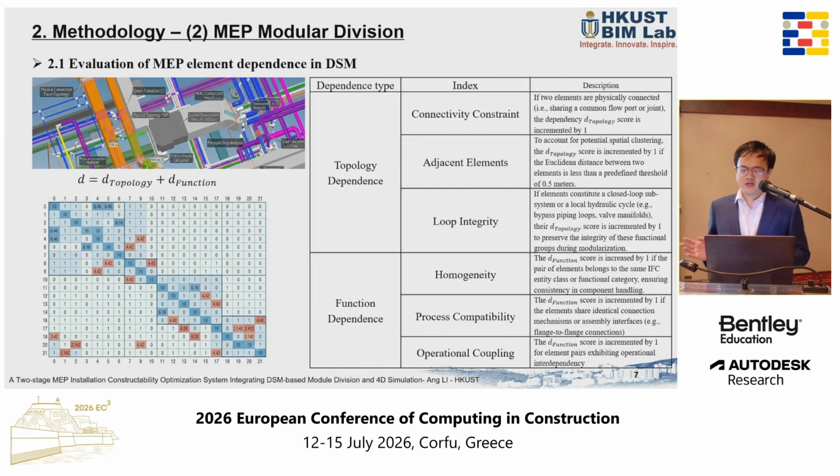Moving to the second stage, MEP module division, we quantify how different elements are related by this DSM heat map. The total dependence is the sum of 2 dependences: the topological dependence, mainly about the spatial layout and connection, and the functional dependence, about the operational and system capability. By calculating it, we can get the dependence.